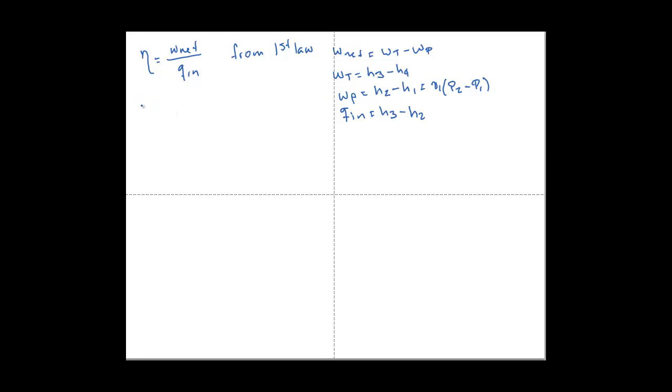In order to get the mass flow rate, we know that this power plant delivers a net power of 45 megawatts. So that is equal to the mass flow rate times the net work. So just solving for m_s, we will get the mass flow rate of steam.